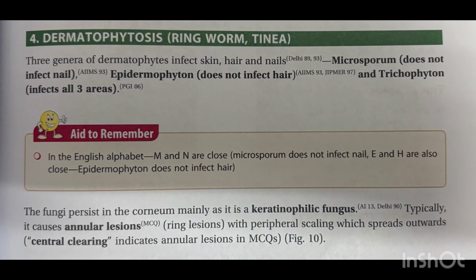Dermatophytosis is also called ringworm, or tinea. Three genera of dermatophytes infect skin, hair, and nails. Microsporum does not infect nail. Epidermophyton does not infect hair. Trichophyton infects all three areas.